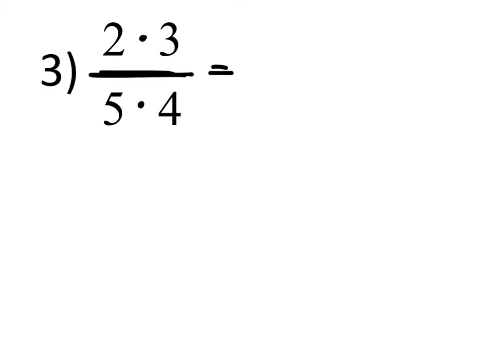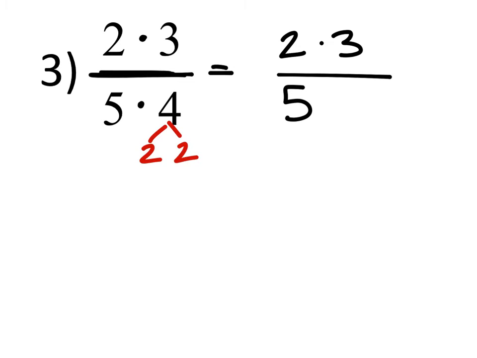Now, we may remember from last week that 2 is already prime, and same with the 3, same with the 5, but 4 I can split up into 2 and 2. All right? So I changed that 4 into 2 times 2. Why? Because remember, anything divided by itself is 1.